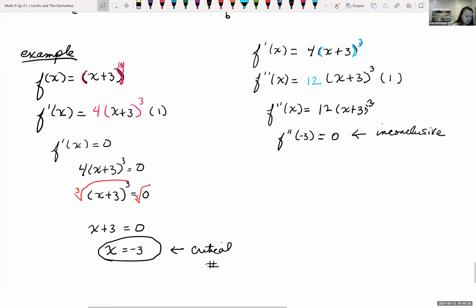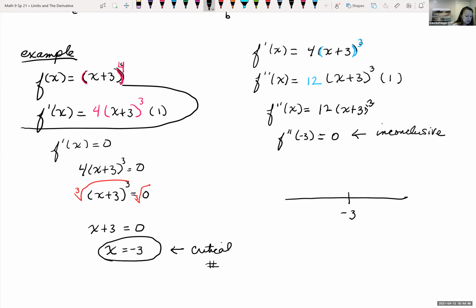So that didn't tell me anything. I have to go back into the first derivative test. And so I have -3 here. I need to check on the left and the right, and I need to plug it into my first derivative to see where it is increasing and where it is decreasing. So if I go back in, I want to choose something to the left of -3. So maybe choose, how about x equals -4.